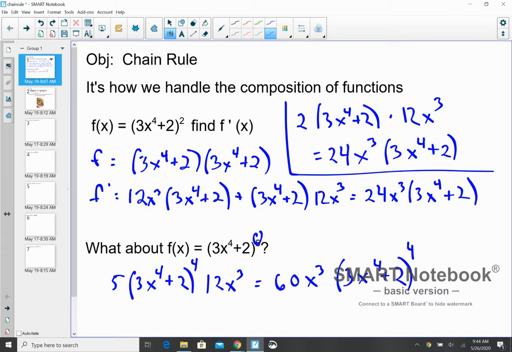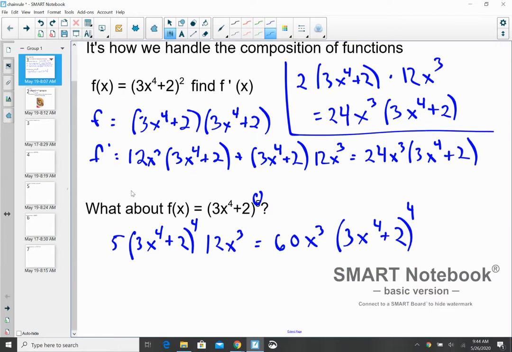But first, I'm going to take a second here, and go to this guy right here. And let me just erase that little part. It's annoying me. All right, there we are. Good. All right, so just applying what I was just talking about. So the outside would be the fifth power. The inside is this 3x to the fourth plus 2.